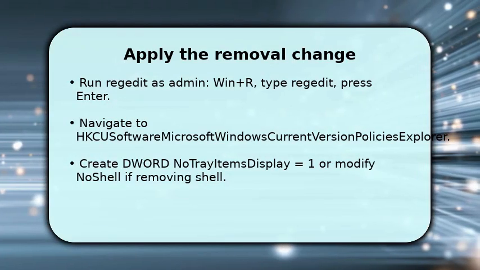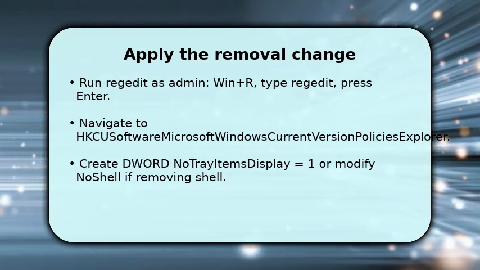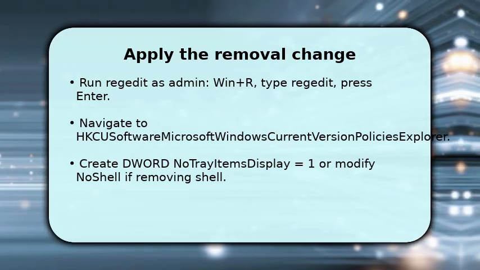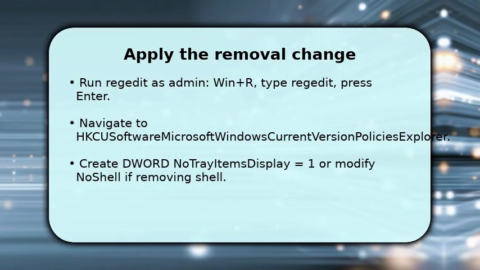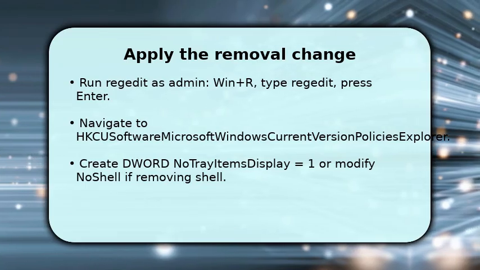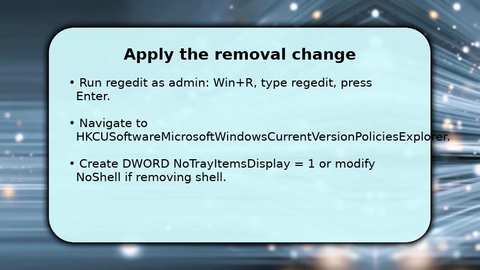With Explorer stopped, run regedit as administrator using Win+R. This lets you modify the user shell policy. Navigate to HKCU\Software\Microsoft\Windows\CurrentVersion\Policies\Explorer. If the Explorer key doesn't exist, create it.